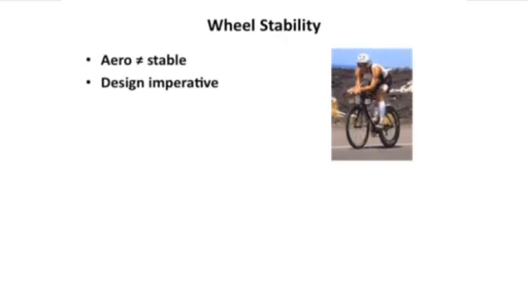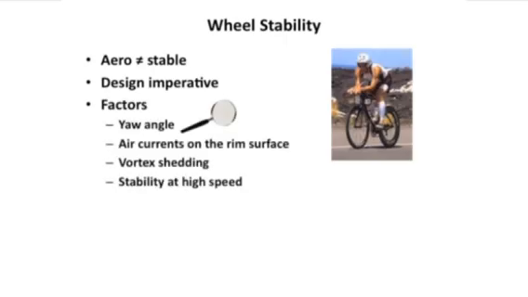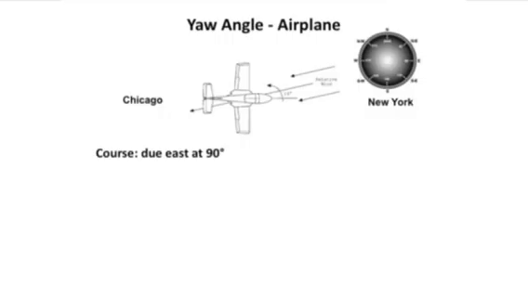It's a design imperative to make wheels that are stable. And we're going to look at some factors that bear on that issue. One is yaw angle, one is air currents on the rim surface, one is vortex shedding, and one is stability at high speed. Yaw angle is something that comes out of airplane terminology.